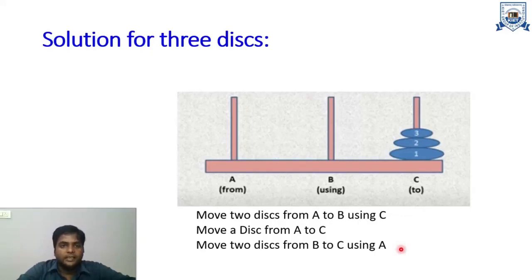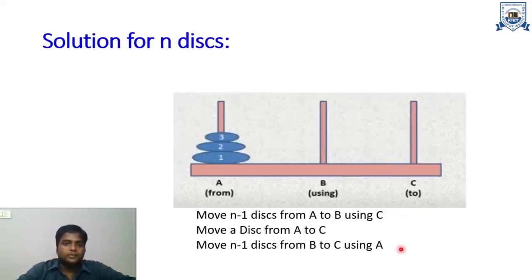So let's see the solution for n disks also. If we have n disks, these are the three steps. Move n minus 1 disks from A to B using C. Then we move a disk from A to C, and then we move these n minus 1 disks from B to C using A.